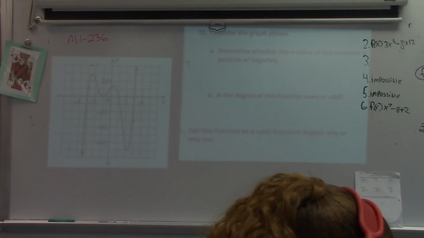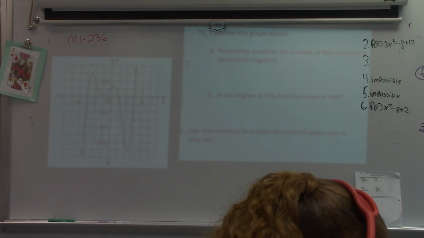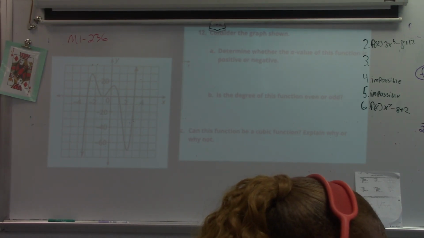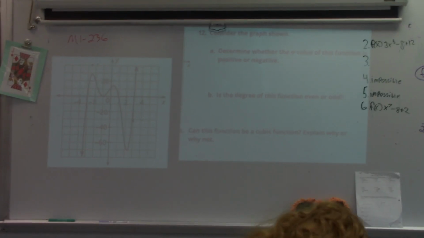Be aware, we are not going to go, we can go through G. We are not going into H or I. So, definitely work on A, B, C. Try to get as far as you can.